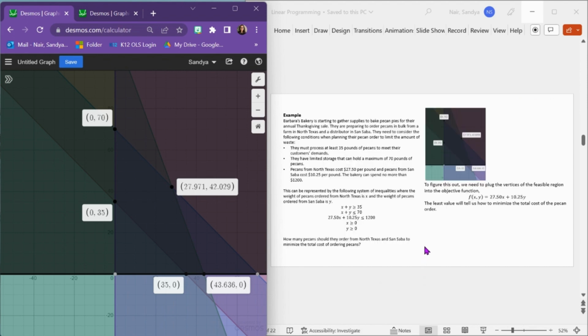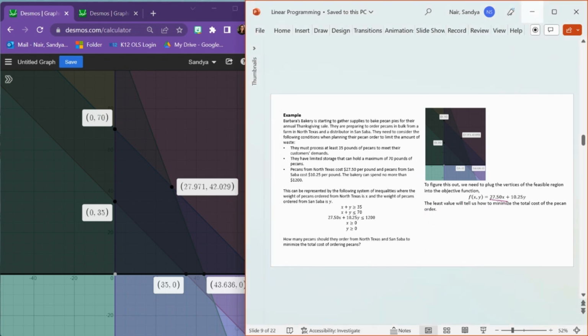And what we can do now is plug the vertices of the feasible region into the objective function. And then we can look for the least value because in this case, we're trying to minimize. Okay. And so these vertices are going to help us optimize our function. So for example, if I plug in the first vertex, I'm going to go to this objective function I have here. And if I plug in that 0, 70, so I have f of 0, 70. And so that's going to be 2750 times 0 plus 1025 times 70.